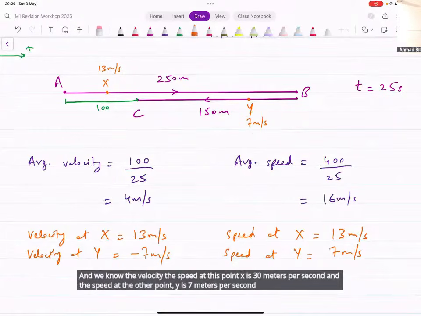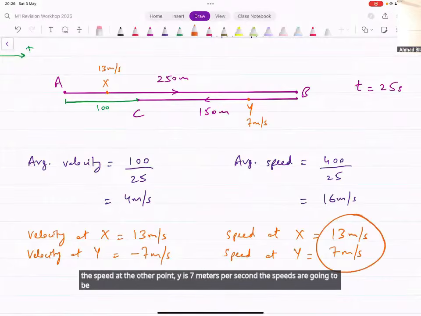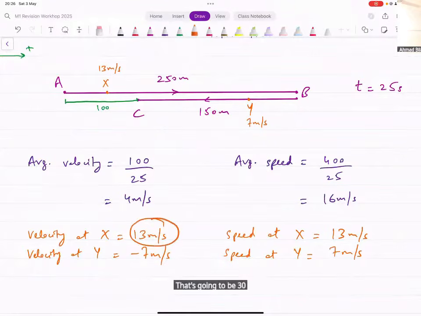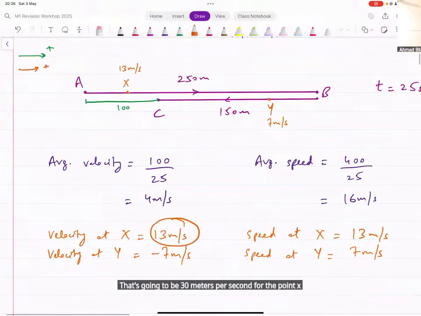The speeds are going to be 13 and 7. What about velocity? Velocity will have the same magnitude as well. That's going to be 30 meters per second for the point X, if you consider the right side positive.